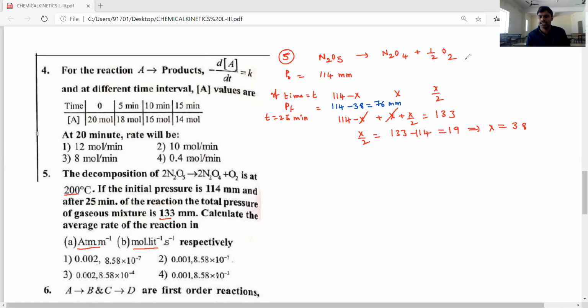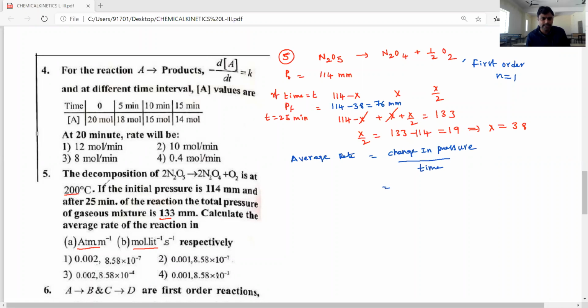Then it is a first order reaction. Decomposition of N2O5 is a first order reaction, so n is equal to 1. Now the average rate. Average rate is nothing but, what is the formula? Change in pressure by time interval. So the time is 25 minutes.